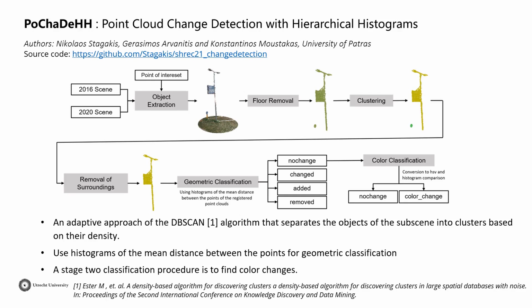According to these histograms, we only take into account the high values of the distances, assuming that they lie in the histograms between 10 to 15 bins, which can indicate what kind of geometric changes have happened. Finally, after the initial comparison for determining the geometric class of the object of interest, we take another step to find color changes between the point clouds and refine our classification. We convert the RGB information to HSV color space and use histograms to find color changes.